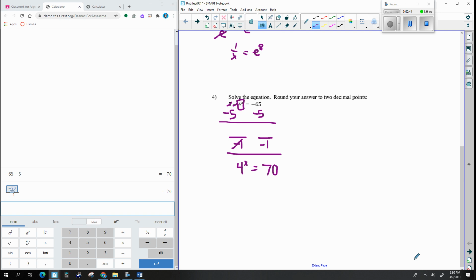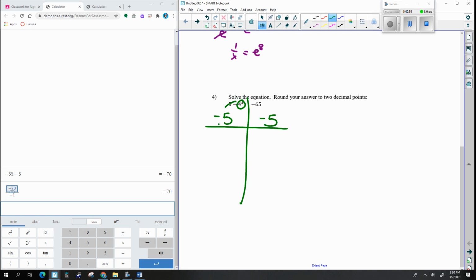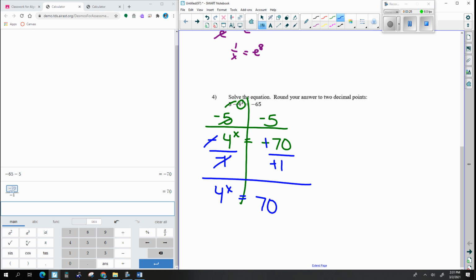So again, I'll explain a little bit closer what I just did. I'm trying to get this 4 to the x all by itself. So I subtract 5 from both sides. There we go. And so it leaves me with this 4 to the x, but it leaves me with an outside negative as well. I don't want that outside negative, so I need to get rid of it. So I divide by -1. Whatever I do to one side, I do to the other. And so 4 to the x, negative divided by negative is positive, so this is 70.